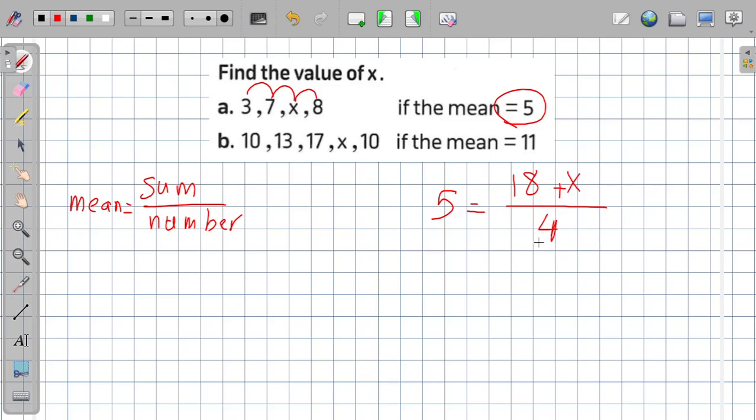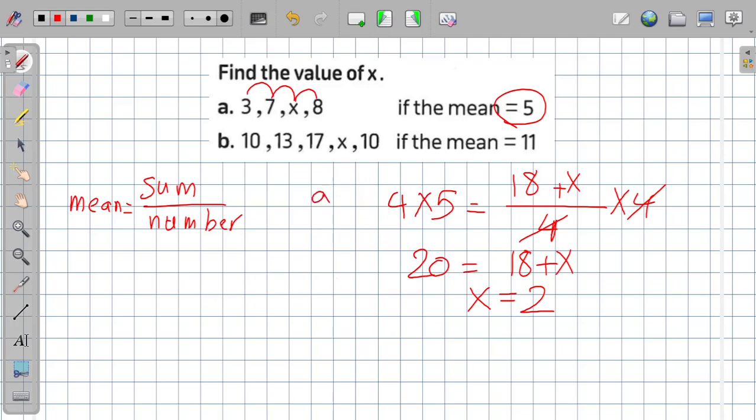So let's try to cancel this 4. So I will multiply the two sides by 4. So here 4 divided by 4 equals 1. So I have 18 plus x. And 4 times 5 equals 20. So I have 20 equals 18 plus x. So 18 plus what equals 20? I think 18 plus 2. So the value of x in the first set is equal to 2.